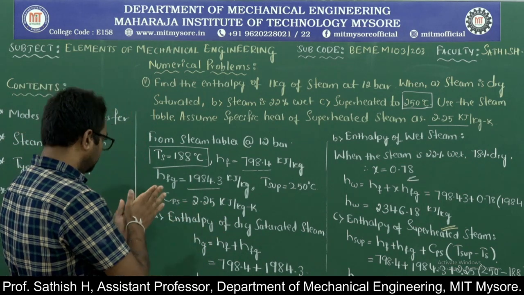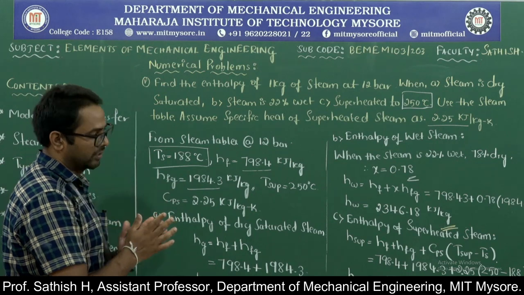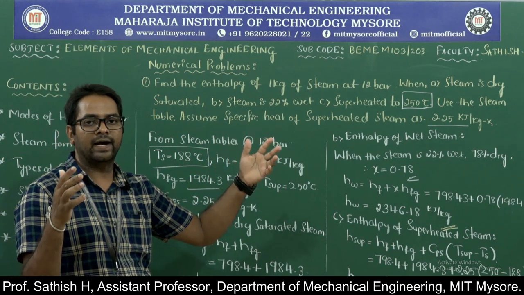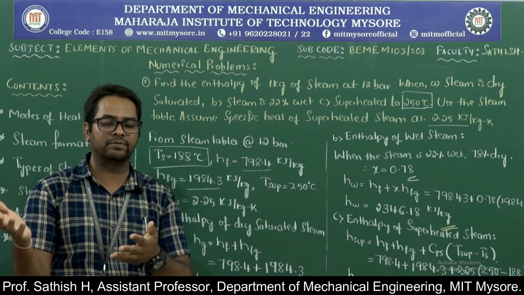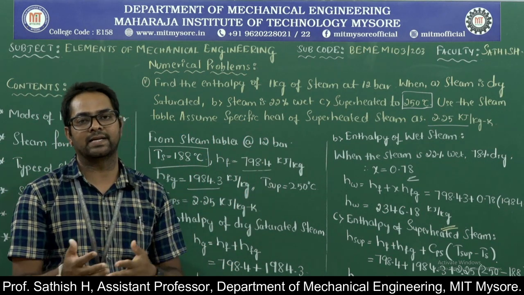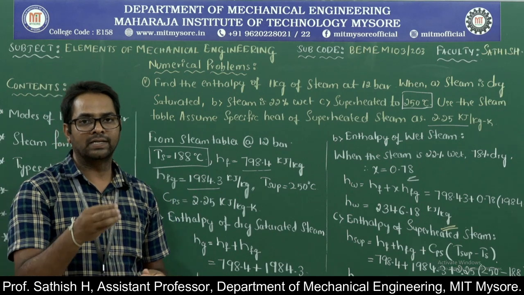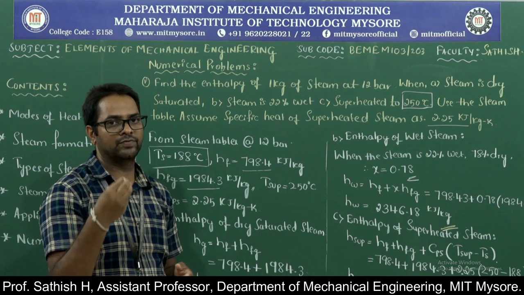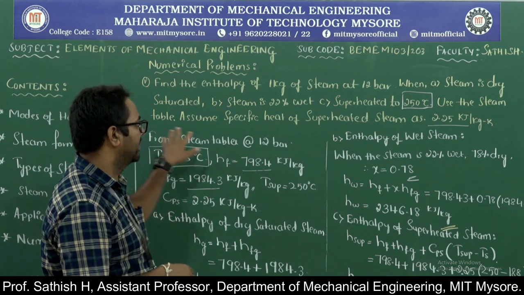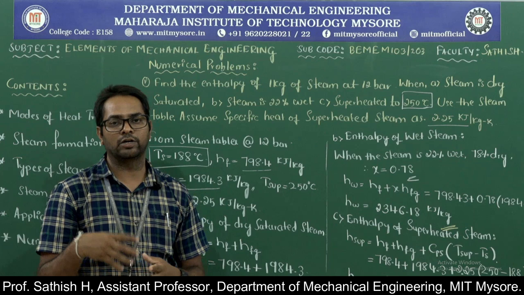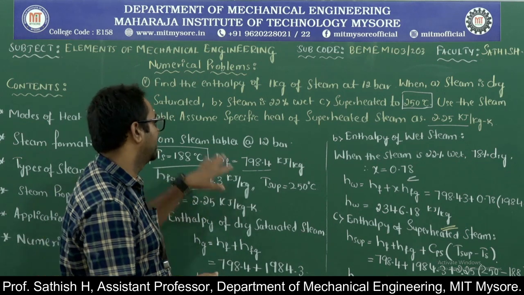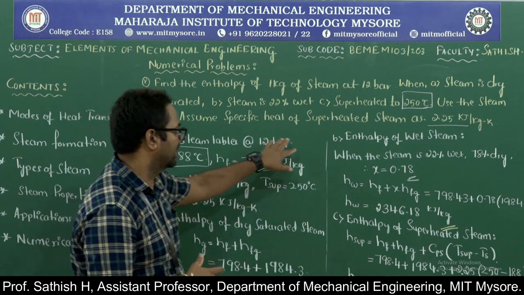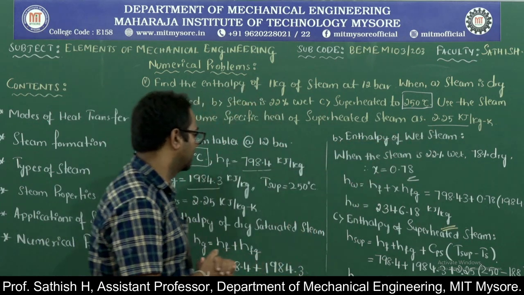Okay, so in order to summarize, they have given the problem. In that problem they ask us to find out the enthalpy of different types of steam. One is wet steam, one is dry steam, and superheated steam. What the data they have given us is the pressure at which we need to find out those values, and then what percent of the steam is wet, and then the superheated temperature, and then they have also given us the specific heat, that is 2.25 kilojoules per kg Kelvin.